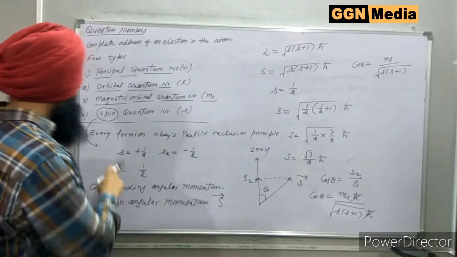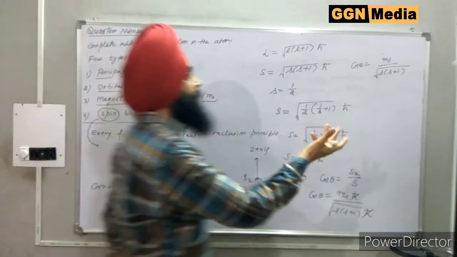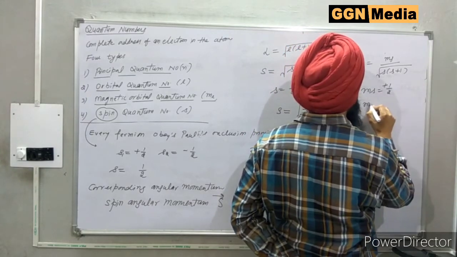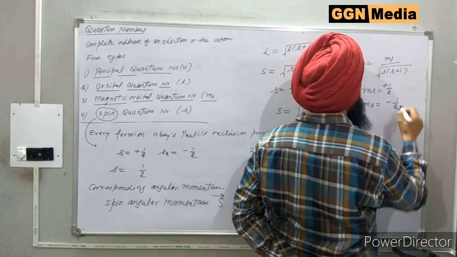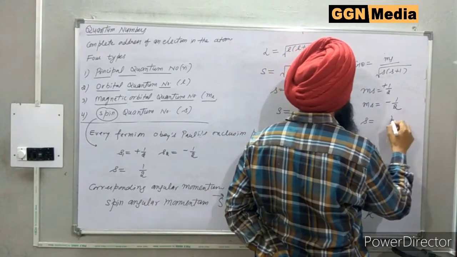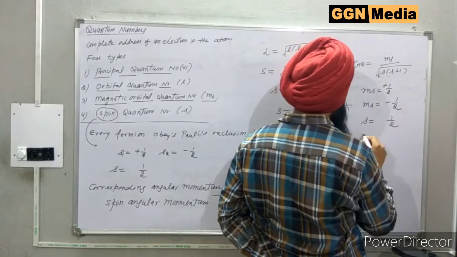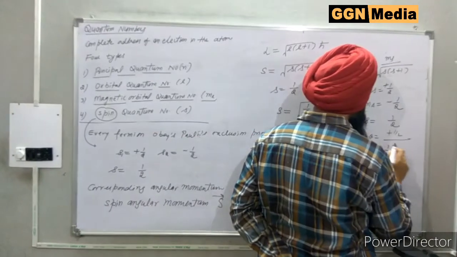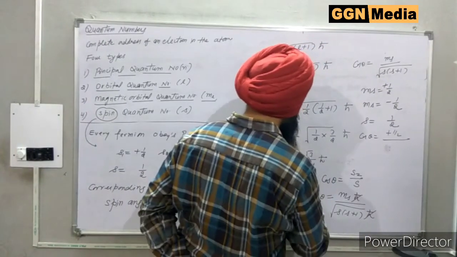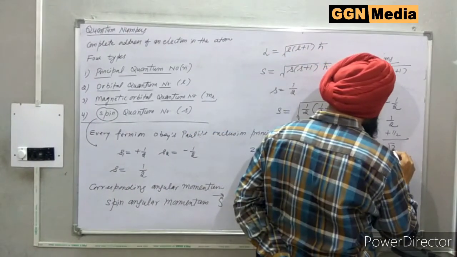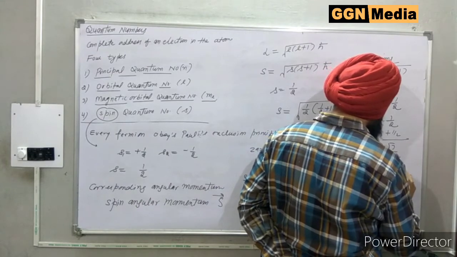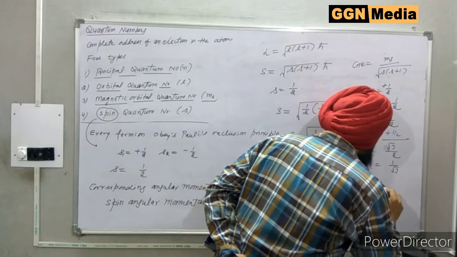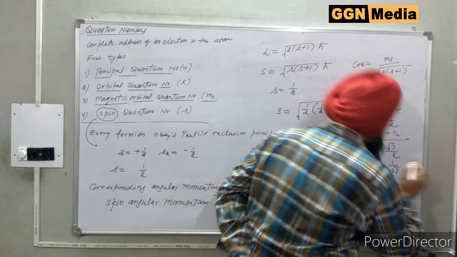S1 and S2 are given a common name, ms. ms can have value plus half, or ms can have value minus half. S has always half. So we have the value of cos theta equal to plus half upon, we have solved it here, one by root 3, and if I put minus half, then I get cos theta equal to minus 1 by root 3.